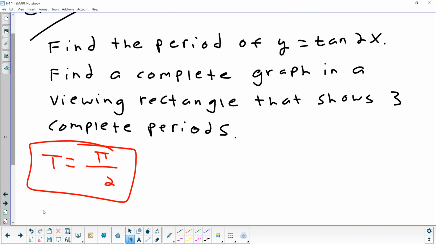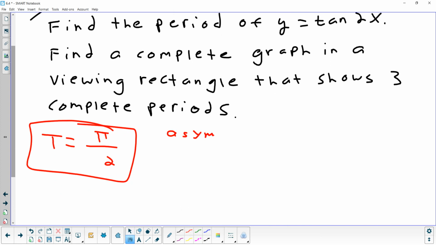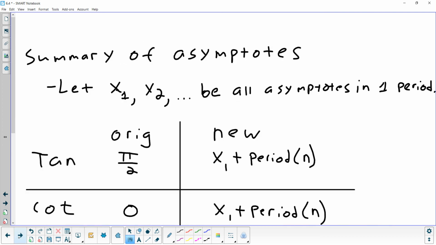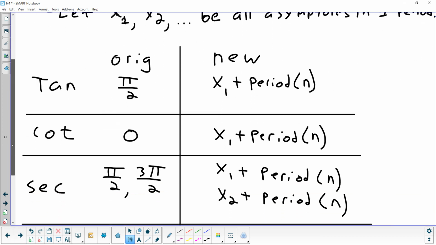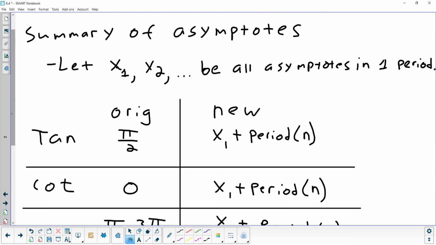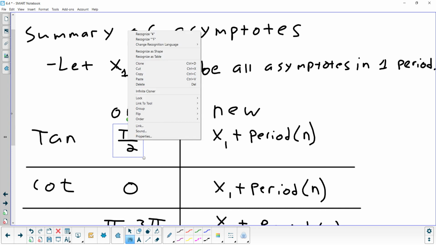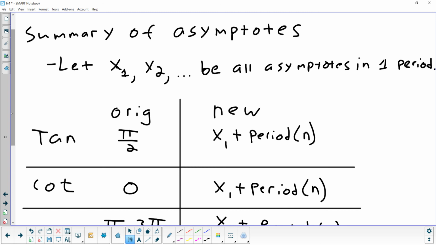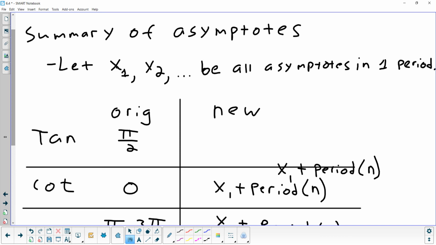All right. Now let's just finish up by describing the asymptotes. If you don't remember what the asymptotes are, I'm going to give you a chart tomorrow that is a summary of all the asymptotes. But I'm going to wait until we study secant and cosecant. So the first asymptote you come across in the tangent function is at pi over 2. That's the first positive one. To find the new asymptotes, we set that equal to the argument, solve it, and then put plus the period times n. Now we've already got the period. Nick told us that. So this part's done.